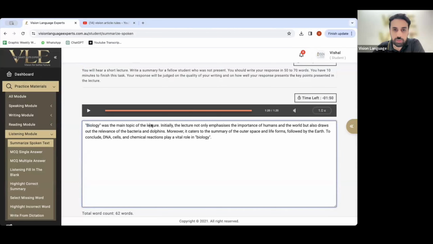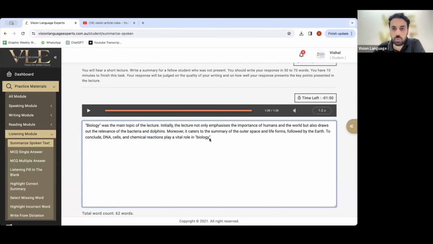Biology was the main topic of the lecture. Initially, the lecture not only emphasizes the importance of humans and the world, but also draws out the relevance of the bacteria and dolphins. Make sure you know the spellings, okay? Moreover, it caters to the summary of the outer space. D is important. It cannot be spaces and life forms, followed by the earth. To conclude, DNA, cells, and chemical reactions play a vital role in biology. Okay, that's your proofreading number one.